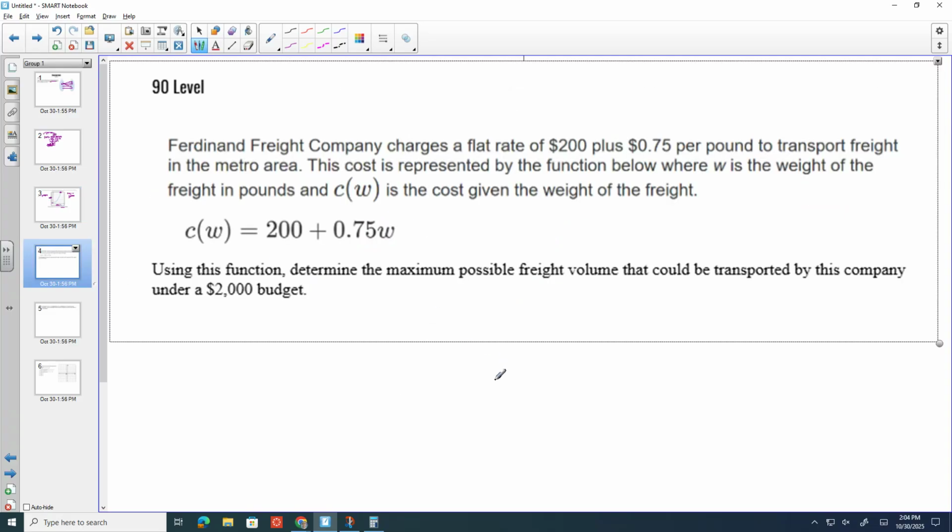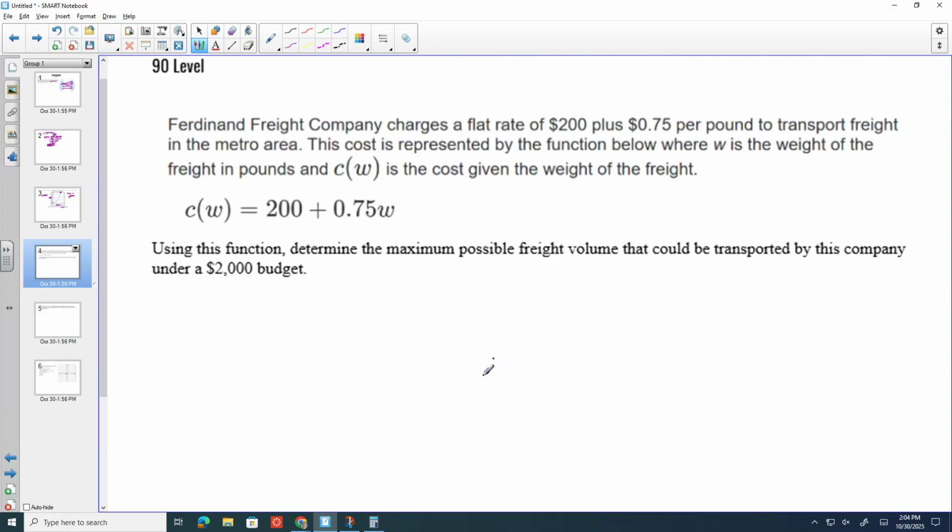Okay, and now we move on to the 90 level questions. So this is where things started to turn up in temperature, largely because these are now contextual word problems. So we've got more information coming at us and more things we've got to kind of figure out.